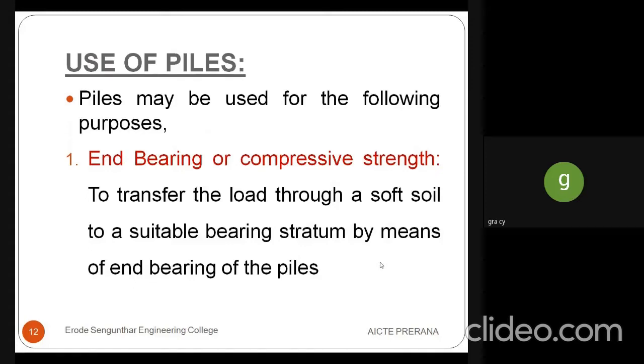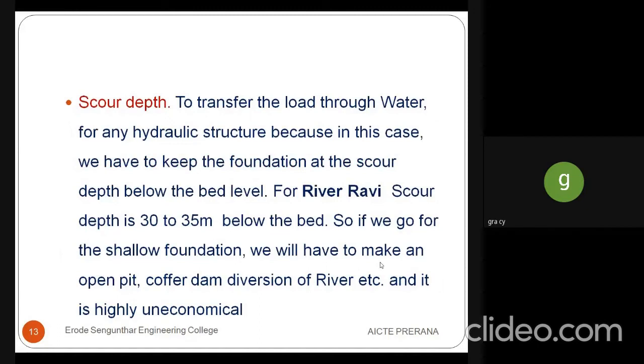The next thing is scour depth, to transfer the load through water for any hydraulic structure, because in this case we have to keep the foundation below the scour depth, below the bed level. For example, for the river Ravi, scour depth is 30 to 35 meters below the bed. If we go for a shallow foundation, we will have to make an open pit, with a coffer dam, diversion of the river, etc., and it is highly uneconomical. So normally it is applicable only in hydraulic structures, at the river bed, where the scour depth will be 30 to 35 meters.